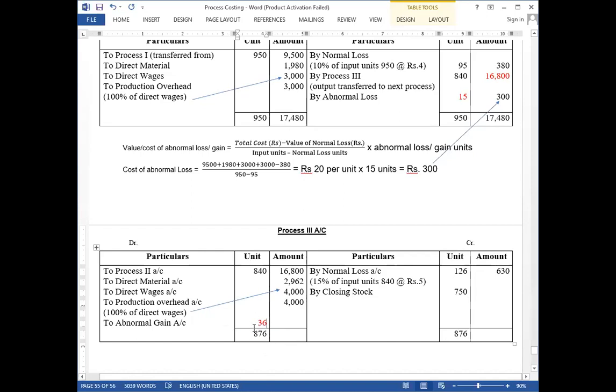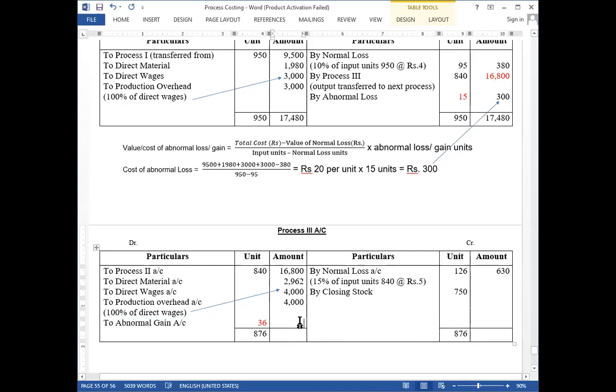So I have already changed the color. Wherever I have used the red color, that is nothing but the balancing figure. Okay, so 36 units. So again I'm repeating step number 4. First you have to balance only the unit column. See, I am not writing the amount column. So 876, write the 876, and the balancing figure of 36 will become abnormal gain.